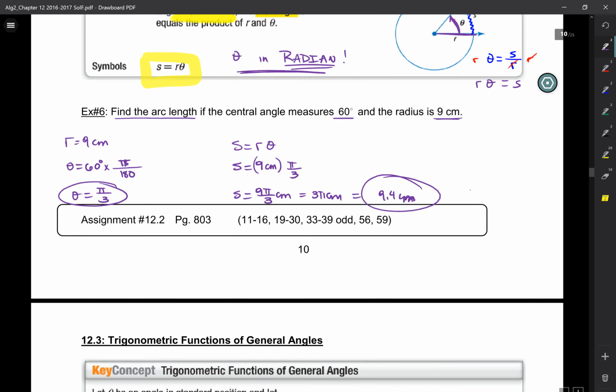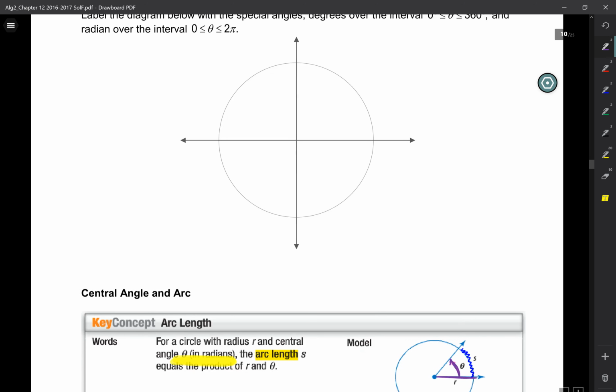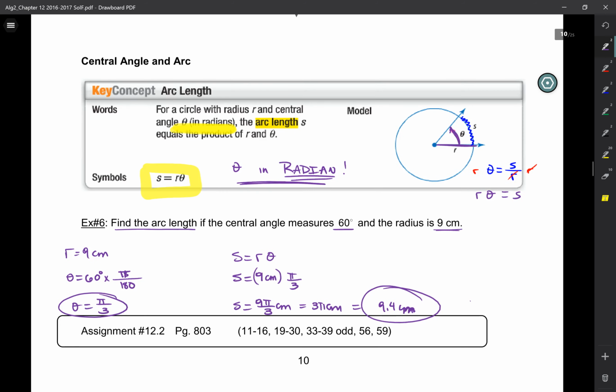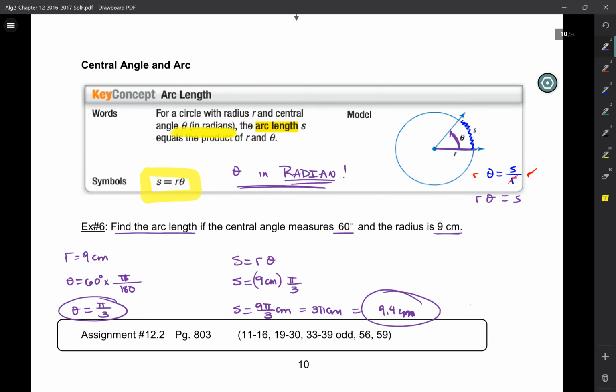Now, this will be the homework for tomorrow. This was just an activity showing you the patterns in the unit circle. We will do them tomorrow. You can do the homework without that.